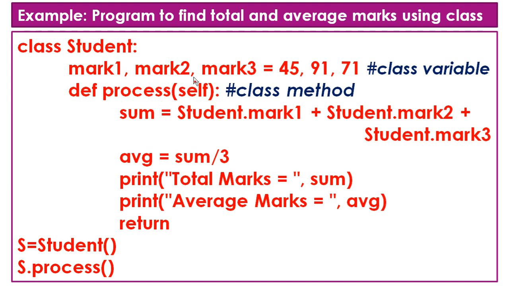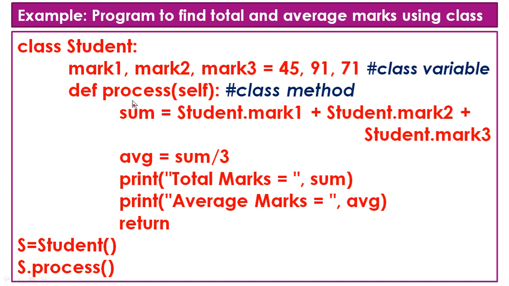Here there are no parameters, but self should be compulsorily used. Here self is the argument, by default used. What is the name of the object? Here S is the name of the object, S equal to student. Here the first instance of the class is created, that is called S. S dot process: here we access the name of the function by using the dot operator. Here S is the object name, dot is the dot operator, process is the name of the function.